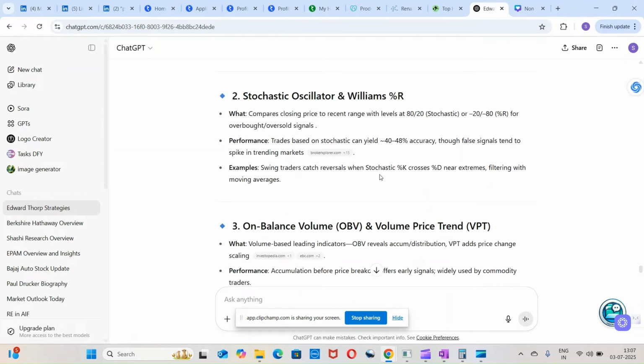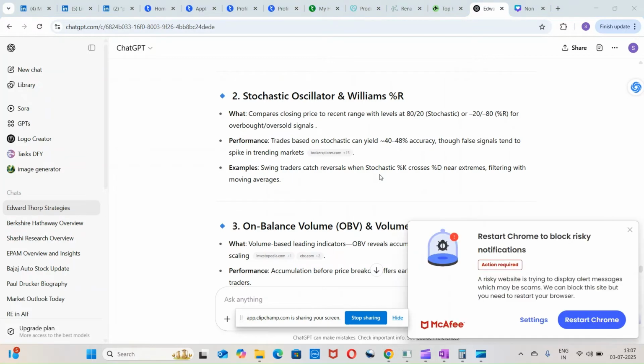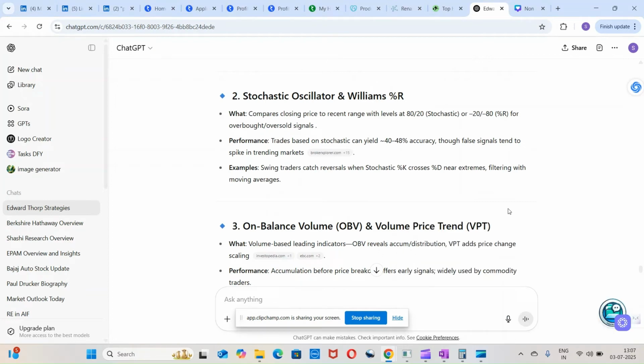Stochastic oscillator and Williams %R are also leading indicators. These compare the closing price to the recent range, with levels at 80-20 for stochastic, or -20 and -80 for Williams %R, for overbought and oversold signals. What is the performance of these indicators? Trades based on stochastic can yield up to 40 to 48 percent accuracy, although false signals tend to spike in trending markets.